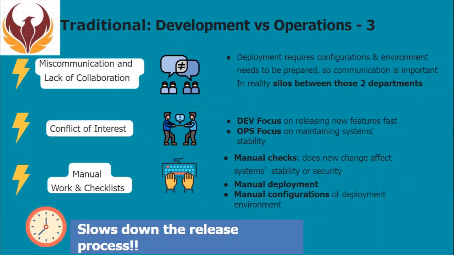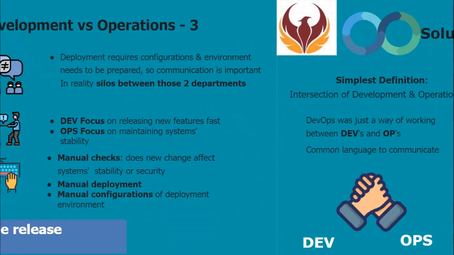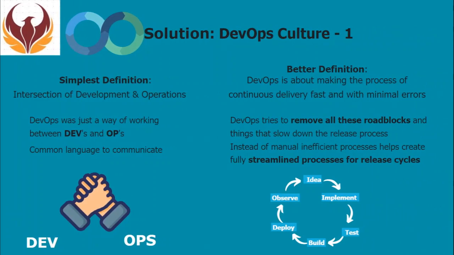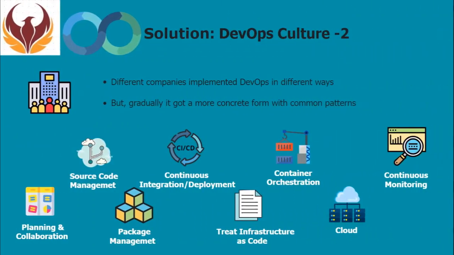In the next slides we talk about miscommunication and lack of collaboration. As I've already told you, we will skip this. Third, we talk about DevOps culture. Earlier, DevOps engineer was not a role, it was a culture between operations and development. It made communication between developers and the operations team much easier and simpler, and later it became a role.